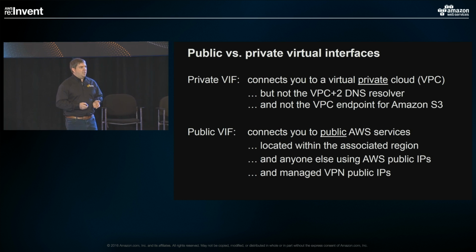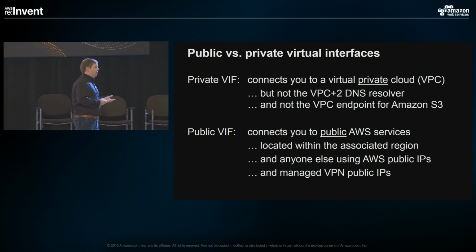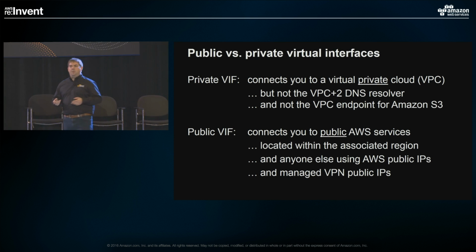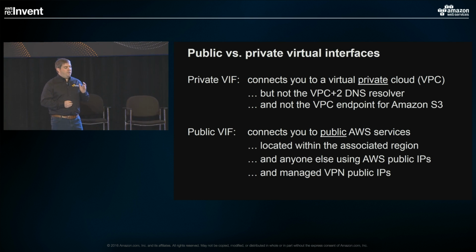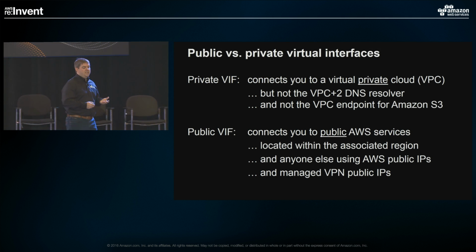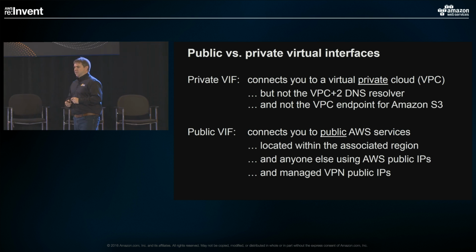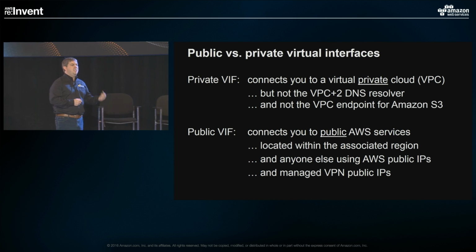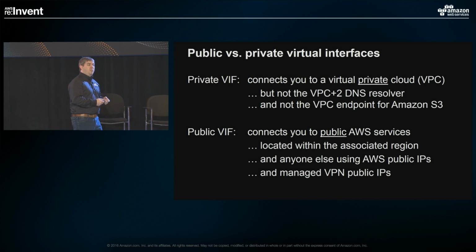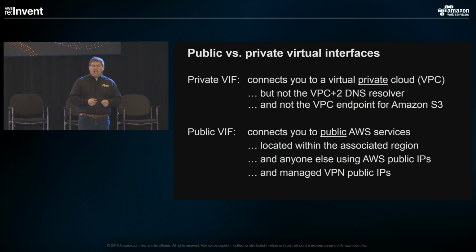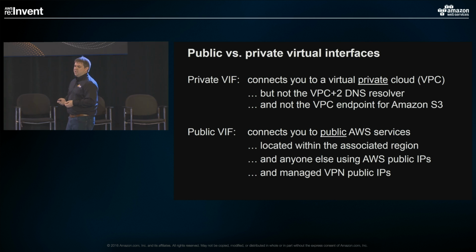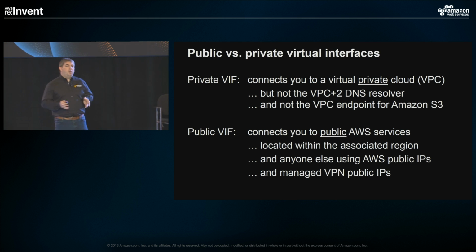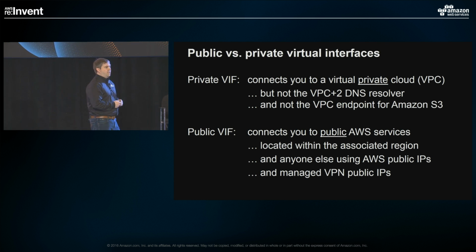Now, I've mentioned the term virtual interface a couple of times, and public and private virtual interface. Virtual interface is quite often known by the term VIF. I realize that's used in the industry generally for quite a few things, but this is a public and a private VIF we're talking about here. A private VIF connects you to your virtual private cloud, your VPC. But what it doesn't give you access to in your VPC is the DNS resolver that we provide. It's referred to as the +2 DNS resolver. It's on the base IP address of your VPC +2. You can't reach that over a private VIF. Equally, you might have a VPC endpoint for S3 on your VPC. You can't reach that over a private virtual interface either. But otherwise, EC2 instances that are deployed within your VPC, you can reach those over a private virtual interface.